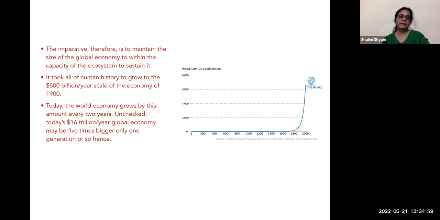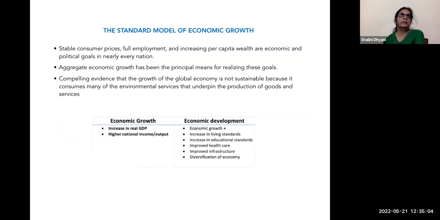resources and its requirements. Now, when I talk about the standard model of economic growth, if you remember in the previous discussion that happened almost 2 to 3 weeks back, we talked about economic growth. For what do we need economic growth? So economic growth is required for fixed prices, better environment, better livelihood, improving per capita wealth. And that is how in real time economic growth is measured. And this aggregate economic growth has been the principal means for realizing these goals.